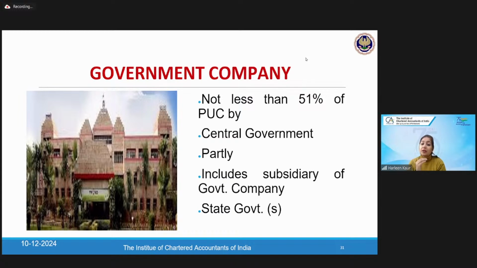So if Mr. Rex, a person of the state government, is holding 47% of the shares in AB Limited, if the state government is holding 47% of the shares, can you call it a government company?